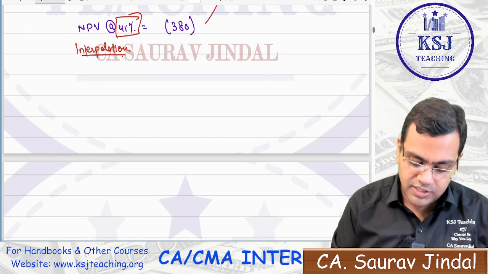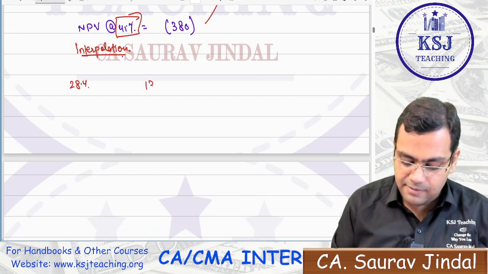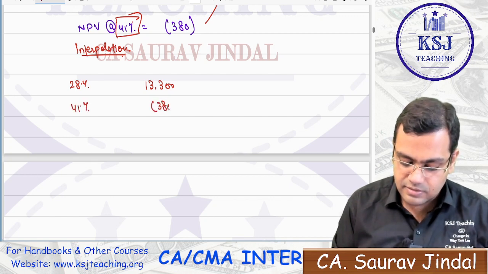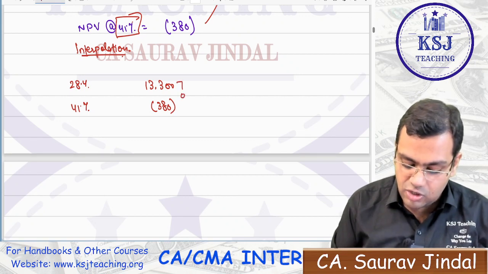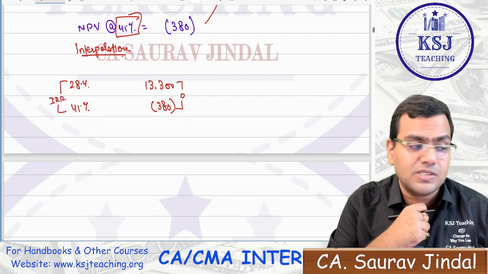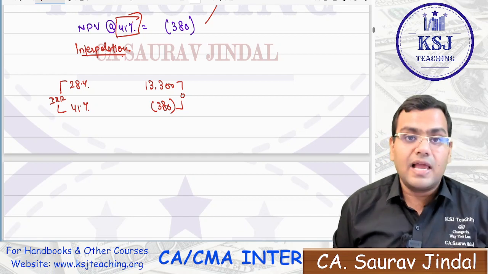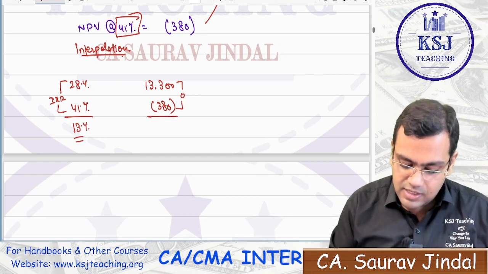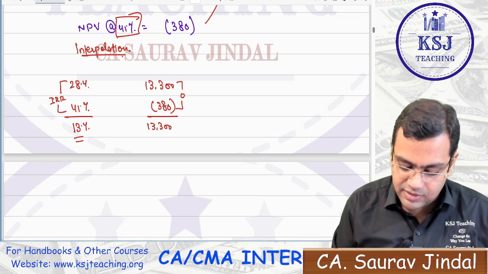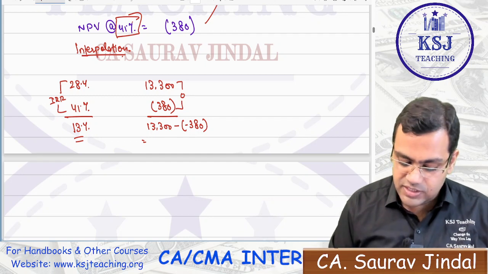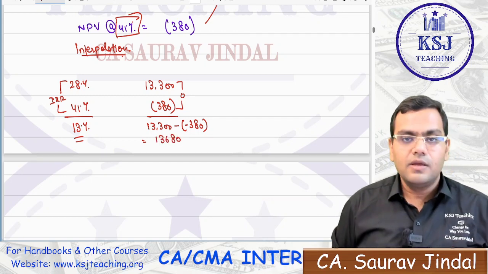What is interpolation, sir? Interpolation says at 28%, your NPV is 13,300. At 41%, your NPV is minus 380, right? Now, what you need is an NPV of 0, and the IRR will fall between these. The IRR will be more than 28% but less than 41%. How to calculate it? For a 13% change, what is the change in the NPV, sir? The change in the NPV is 13,300 plus 380, that is 13,680. Clear?